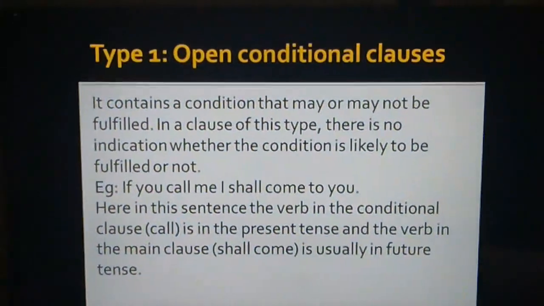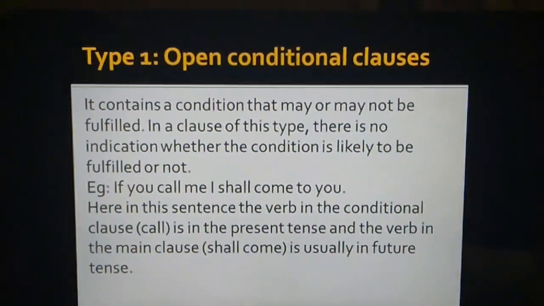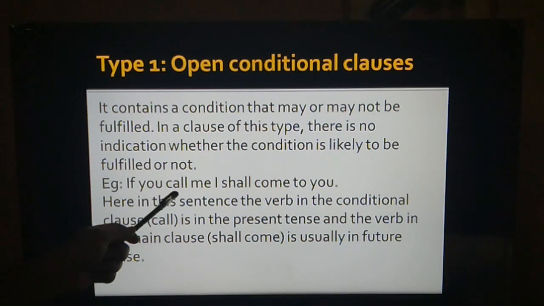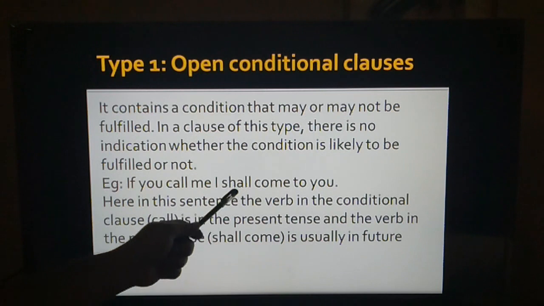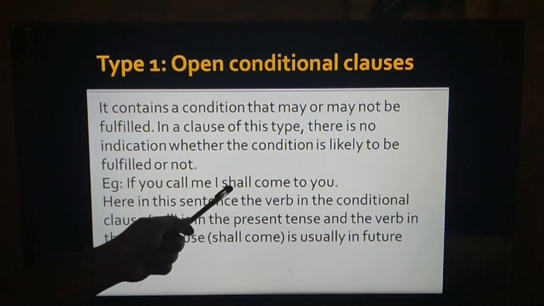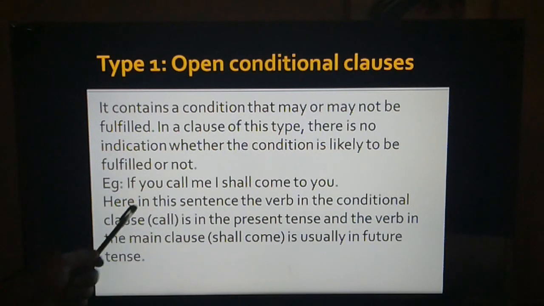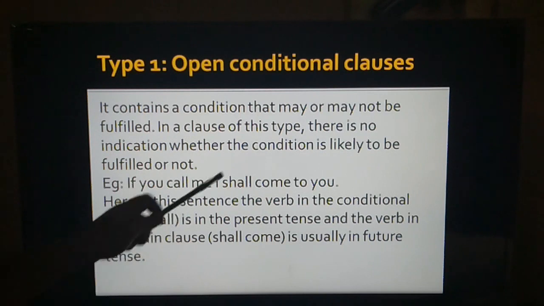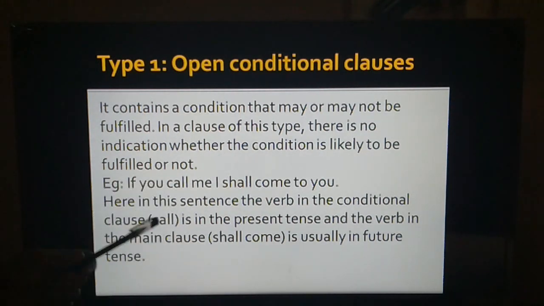In the zero conditional we saw, in the if clause and main clause, in both the cases we were using simple present. But here the if clause is in simple present form and the main clause is in simple future form. Shall come. Shall is used. Sometimes shall or will, etc. is used. So here in this sentence, the verb in the conditional clause, that is called, is in the present tense, and the verb in the main clause, that is shall come, is usually in future. Usually in any other sentence, it will be in simple future.